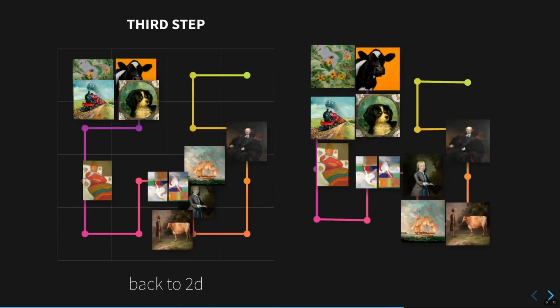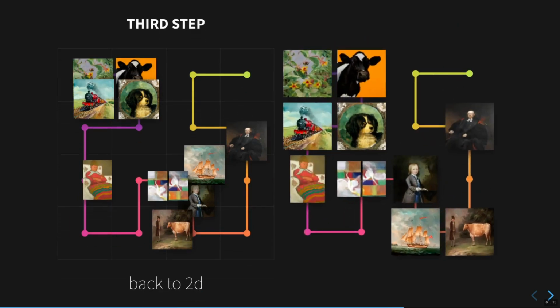So now all images are placed onto the curve, and each image owns its own spot. In the last step, the images get moved back to 2D, which results in an overlap-free scatterplot where the grid positions of the images are not too far from the original positions.